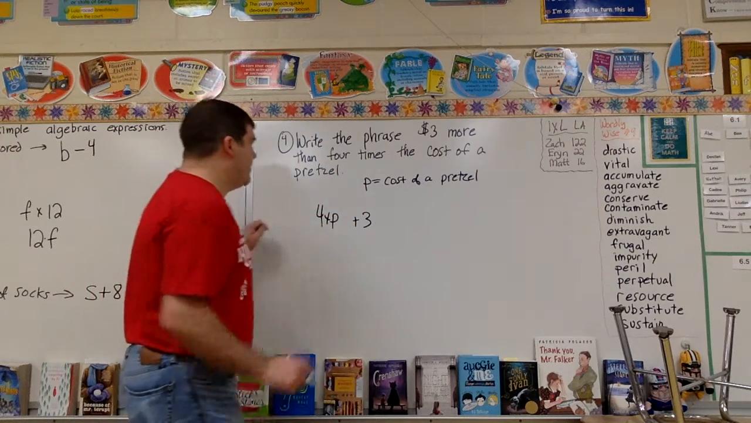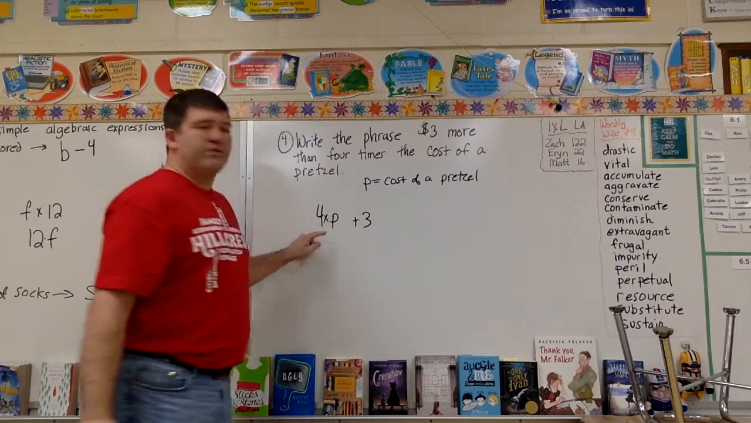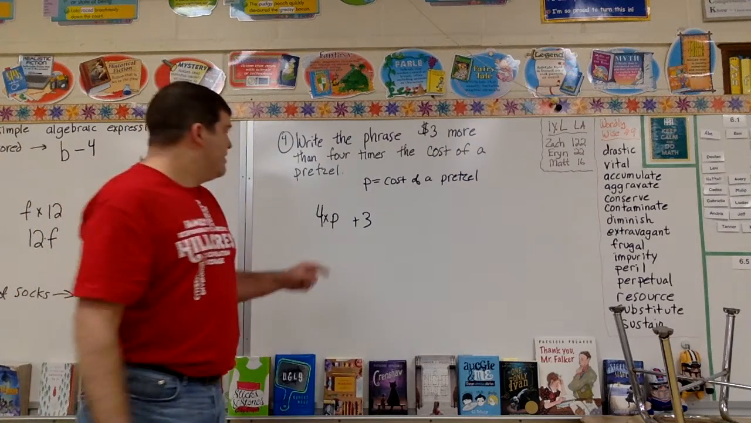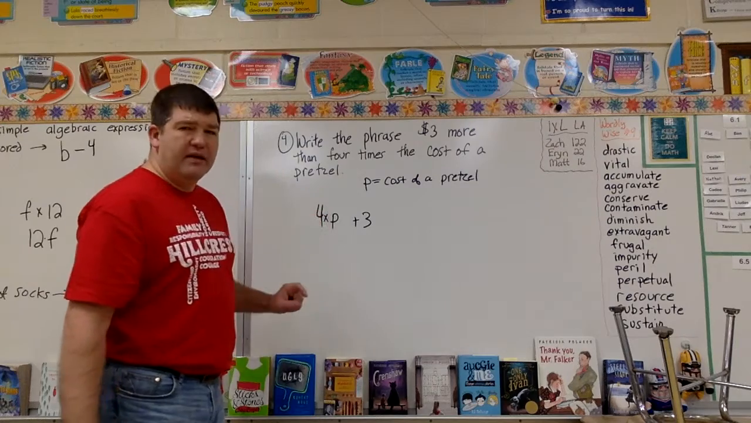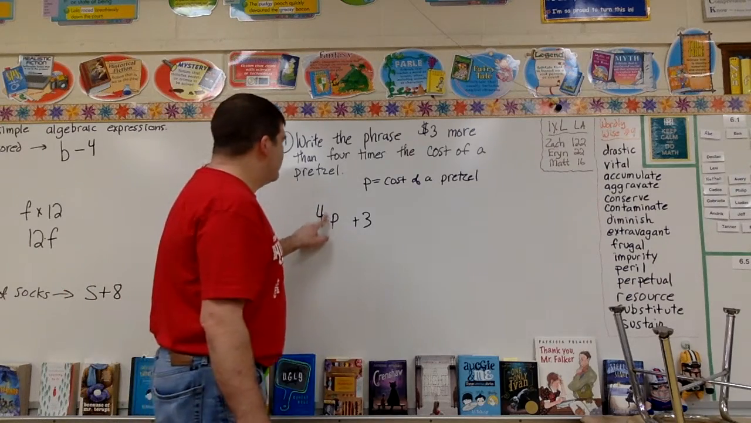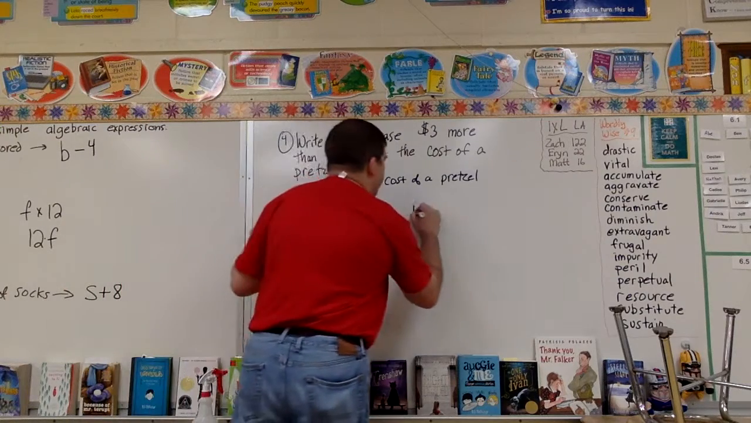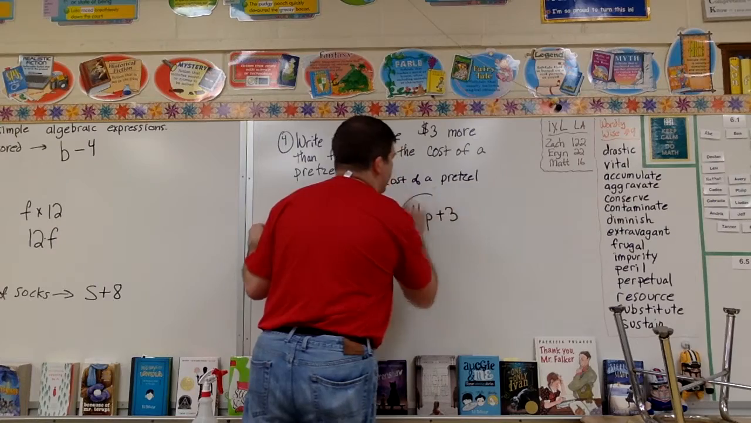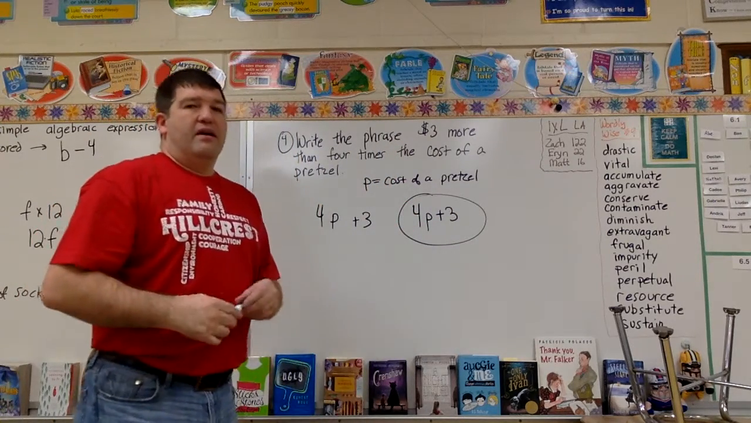Now, I'm not going to write it with a times sign. The reason why you don't do this is because sometimes you're going to use x as a variable. So you look at this and you say, well, oh, is it 4 times x times p? No. That's why you either use a dot or you just put them next to each other. 4p plus 3. There's my algebraic expression. I think.